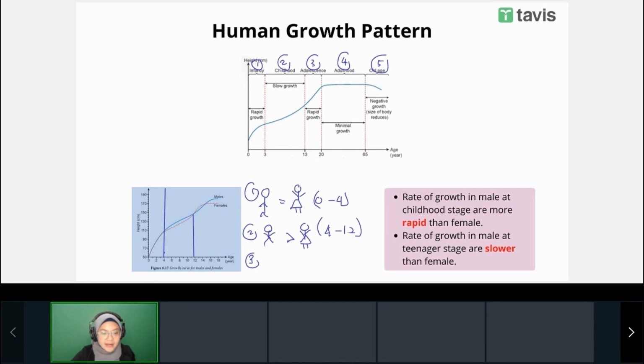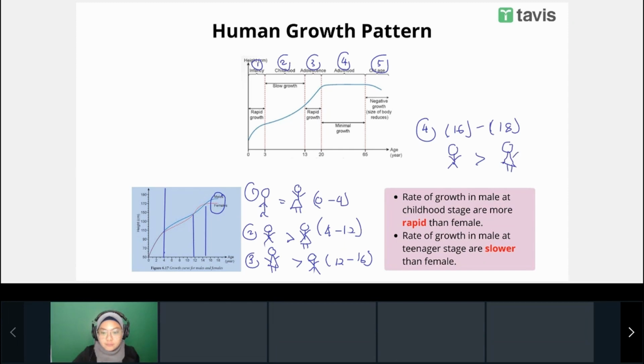What happened during 12 to 16 years old? Let's see what happened during 12 to 16 years old. The growth of the female is greater than the male. Last but not least, number 4. When the age is 16 to 18, what happened? You can see that the male is winning again. The male has a greater growth compared to a female.